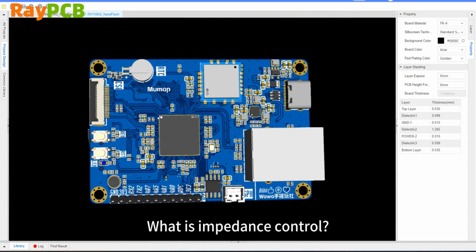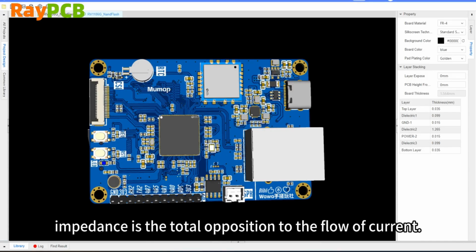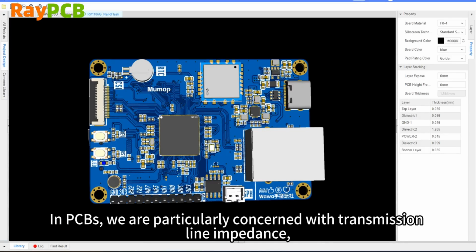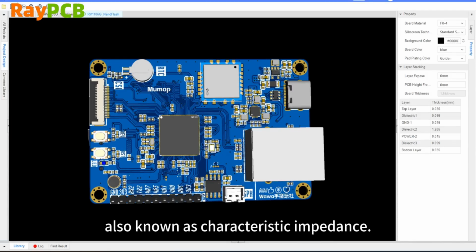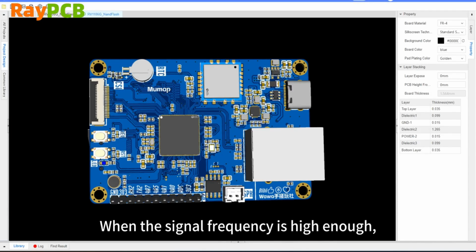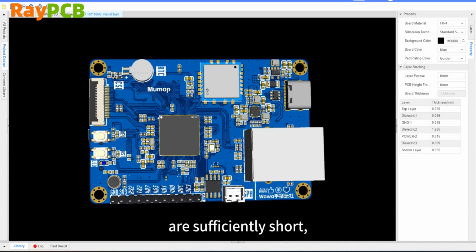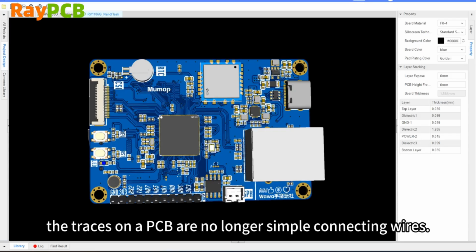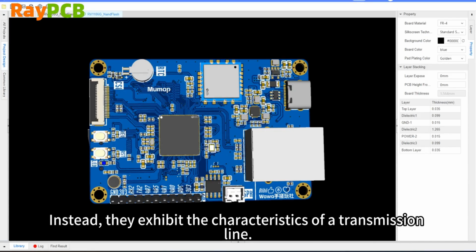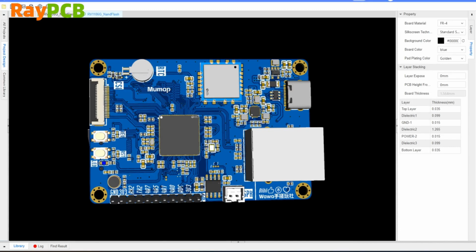What is impedance control, and why is it so important? In AC circuits, impedance is the total opposition to the flow of current. In PCBs, what we pay special attention to is the transmission line impedance, also known as characteristic impedance. When the signal frequency is high enough, or the signal's rise and fall times are short enough, the wires on the PCB are no longer just simple connections. They start to exhibit transmission line characteristics.